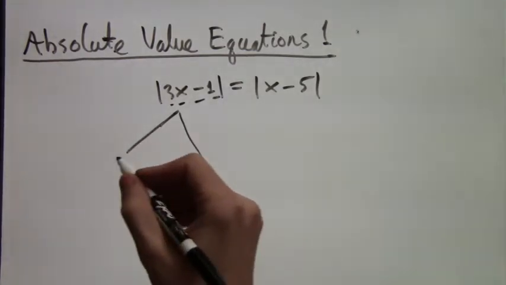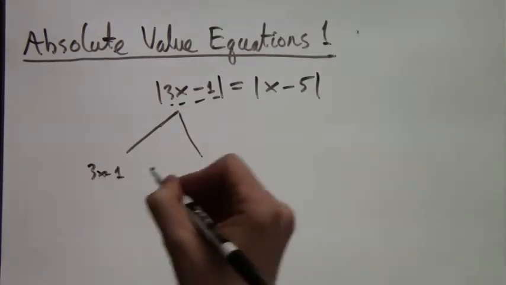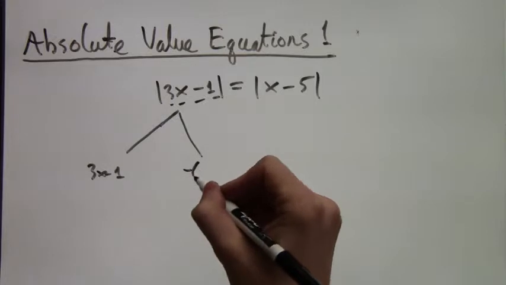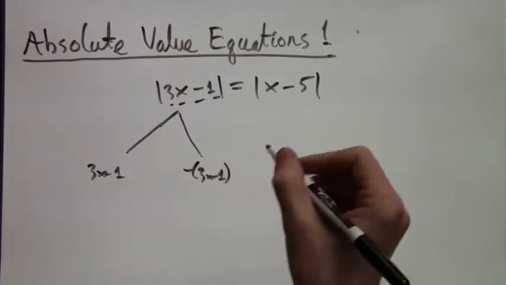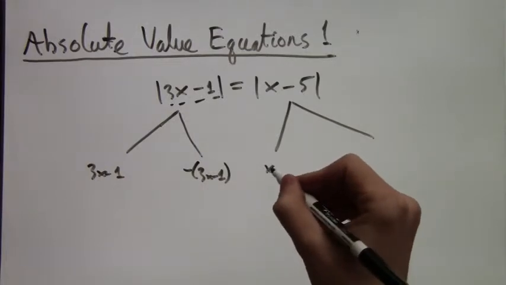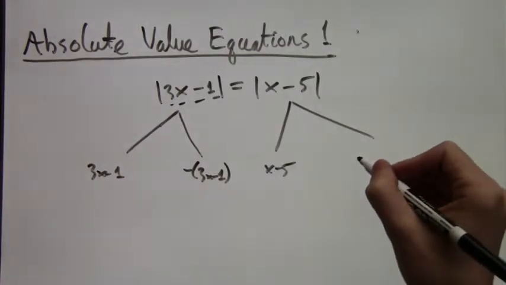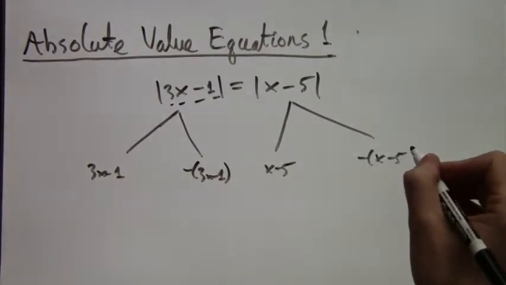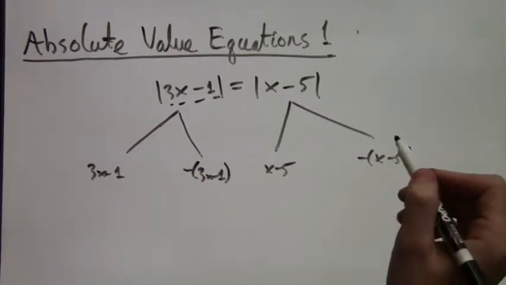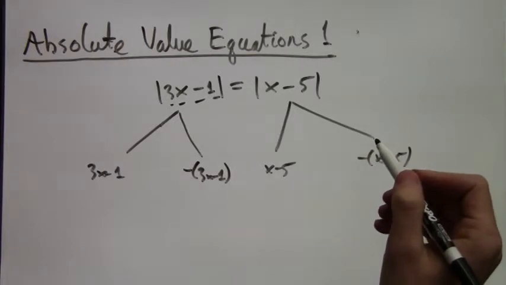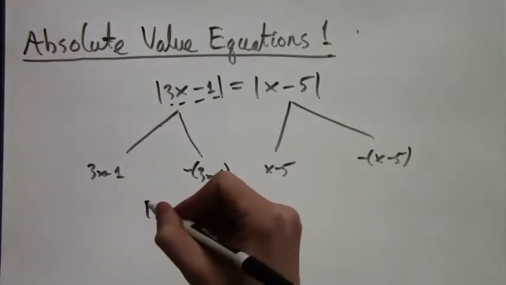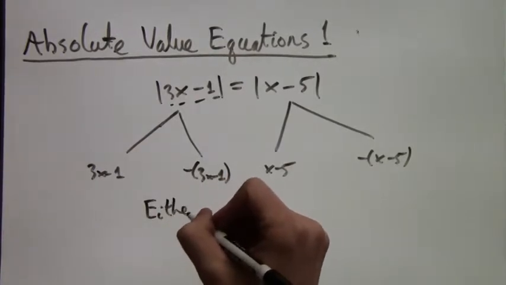Because obviously there's two cases for each one of these. That is, 3x minus 1 is either itself or it's the negative of itself, and x minus 5 is either itself or the negative of itself. So it seems like there's a whole 4 cases to check. But it's actually not quite that bad. We actually have 3 cases to check, or rather even actually just 2.